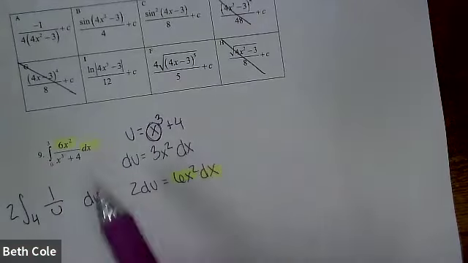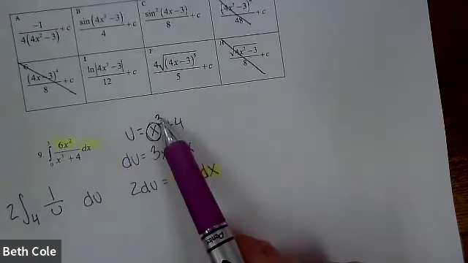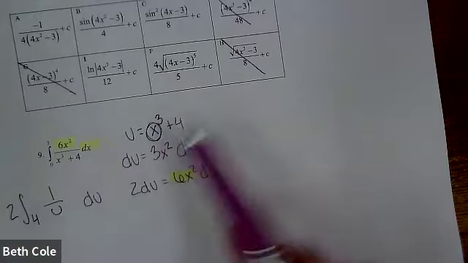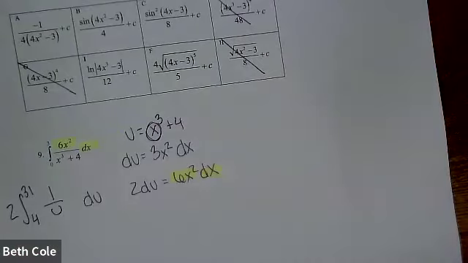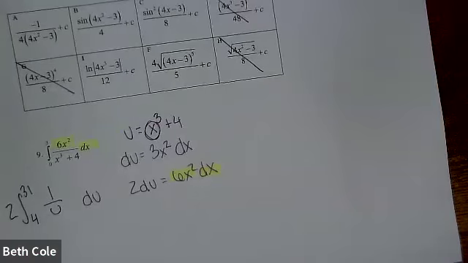So there's 4. And then if you plug in 3, 3 cubed, 27 plus 4, 31.